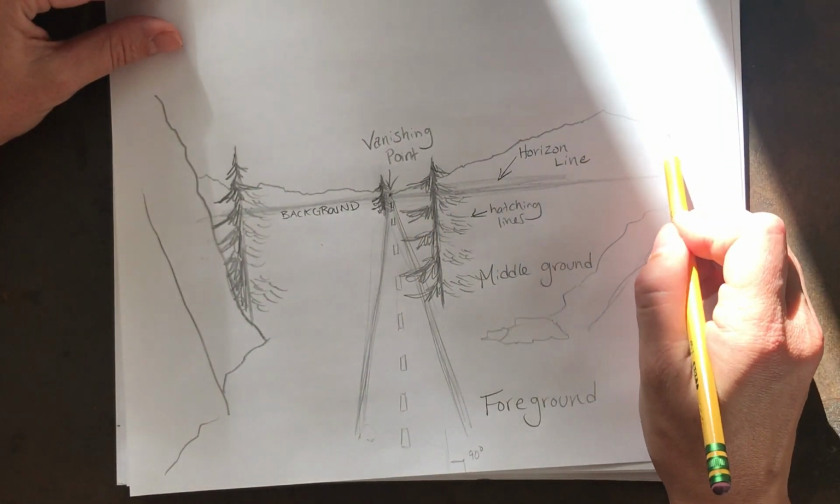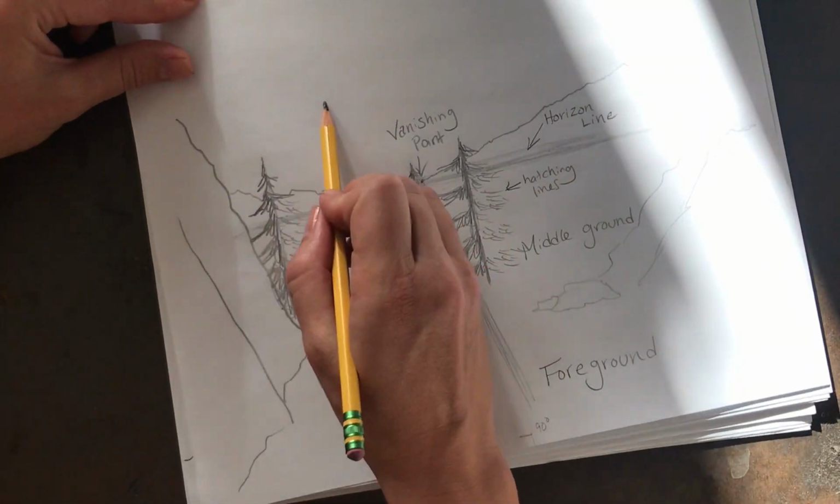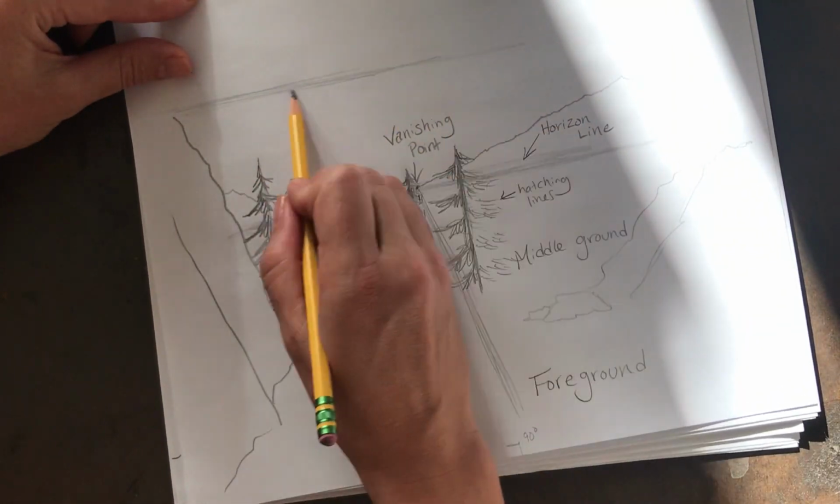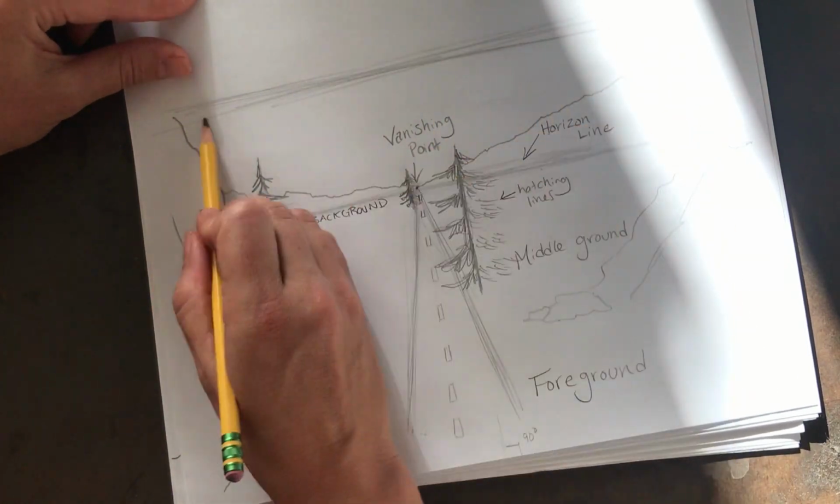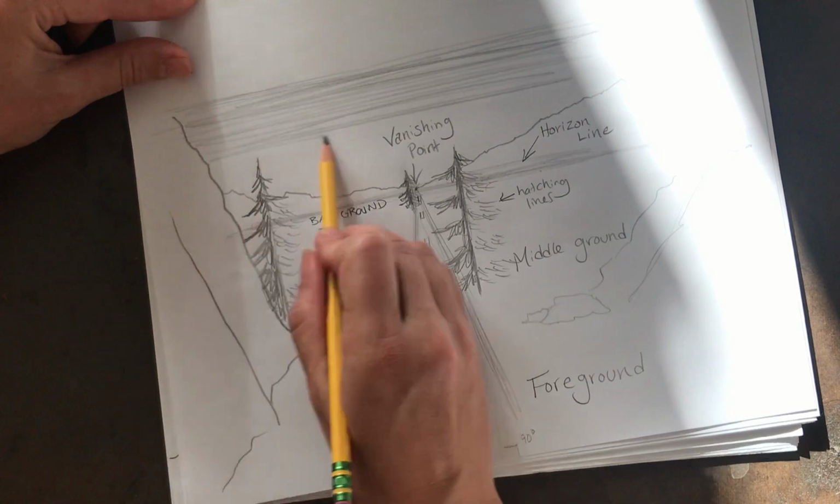All right, now we need to add some values. So in the sky, I'm going to do a gray scale sky. So the whole sky is going to be gray. Long strokes with my pencil to make it one consistent gray.